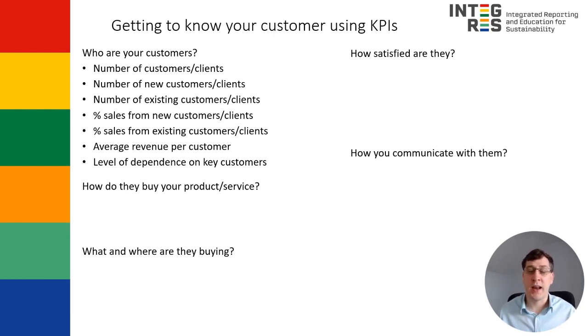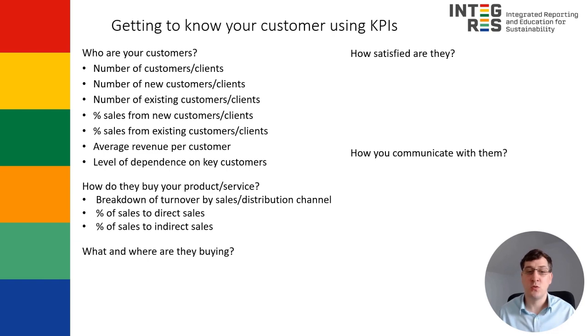We could also look at how do our customers buy the products, or what are the channels. So we could break down our turnover by distribution channel and look at the percentage of sales that come from indirect and direct. We can also look at what and where our customers are buying. So level of customer concentration by sale classes. We can look at level of concentration by customer and geographical area.